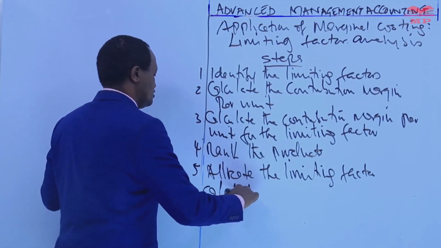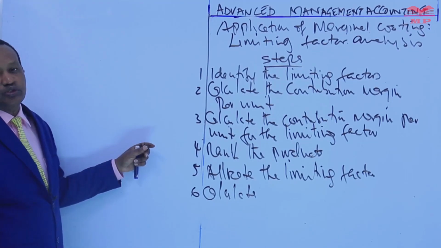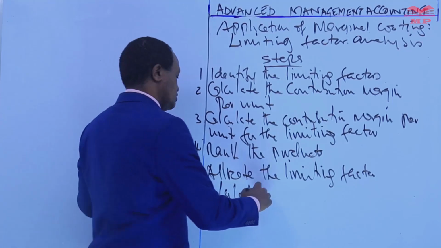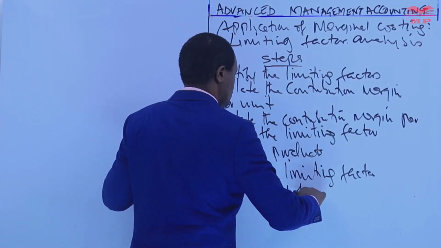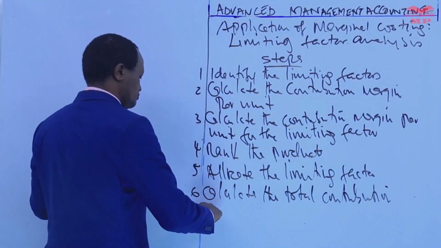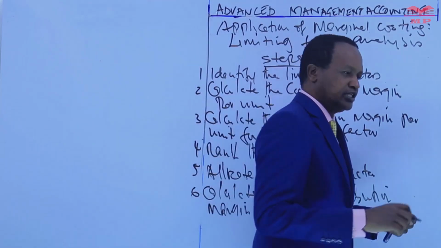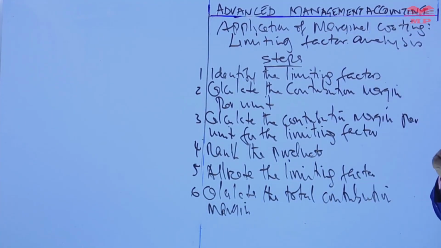Then ultimately you calculate the total contribution margin. Lastly, calculate the total contribution margin by multiplying the number of units produced for each product by its contribution margin per unit, then sum the values to find the total contribution margin.